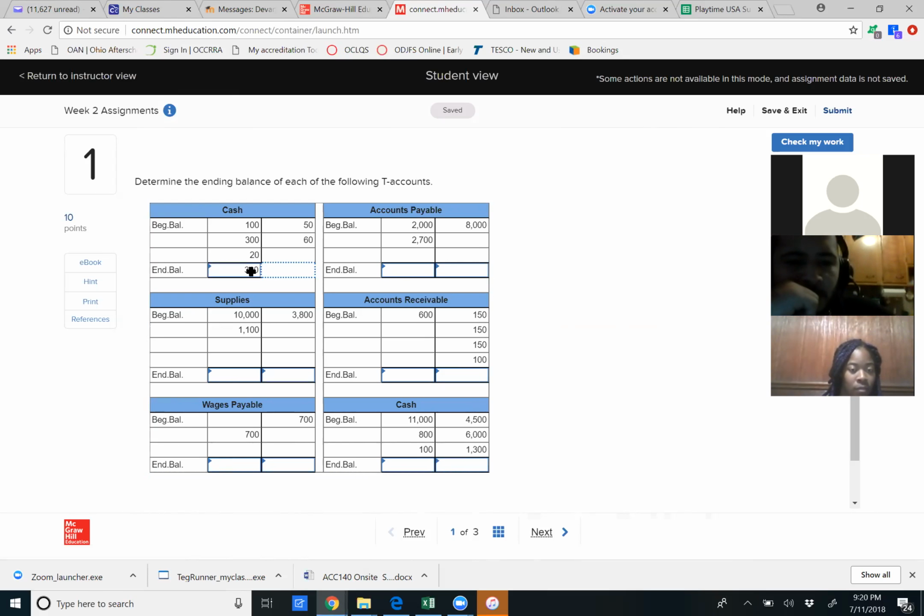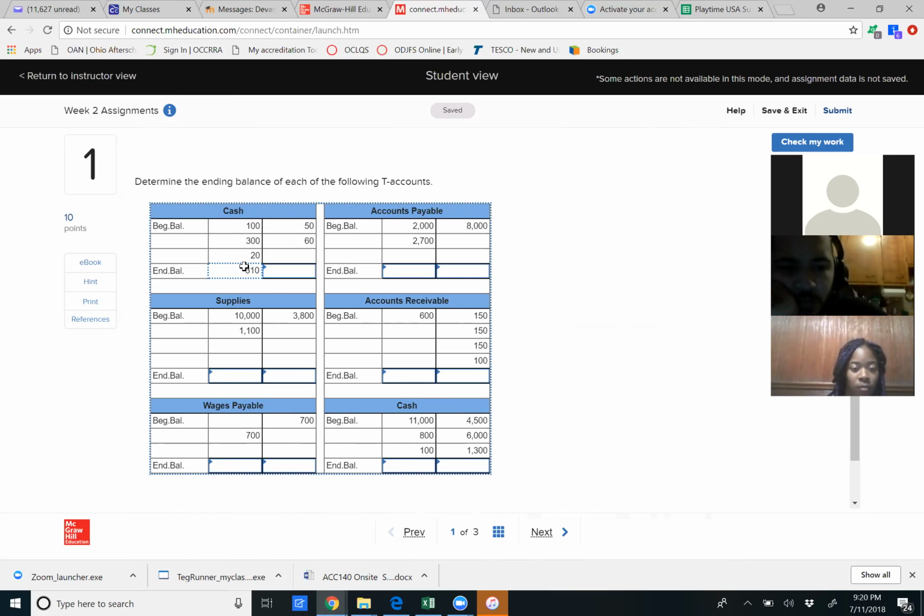Does that make sense? So you're minus what part again? So remember when I was doing the debits and credits on the other screen? This side that says 100, 320, that's the debit side. This side that says 50, 60 is the credit side. So 100 plus 300 is 400 plus 20 is 420 minus 110 is 310. So you put the balance on whichever side is the highest, because this had 420 and this only had 110.